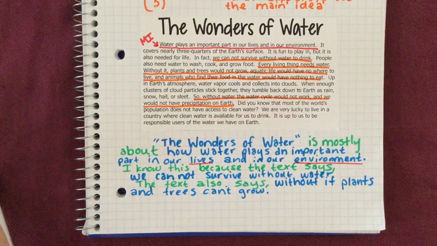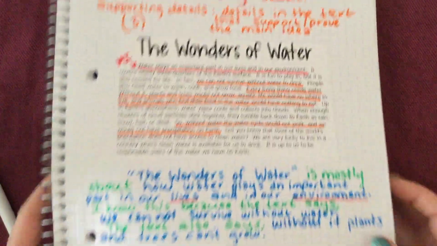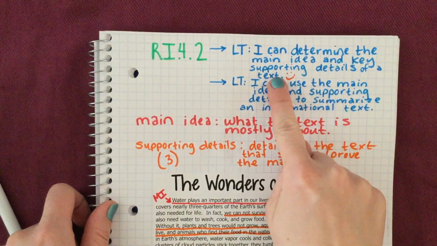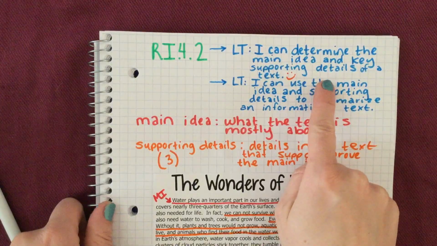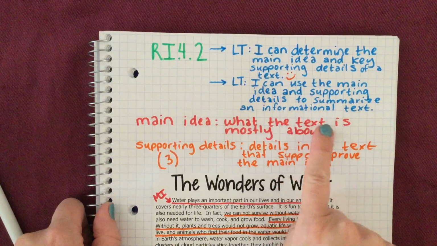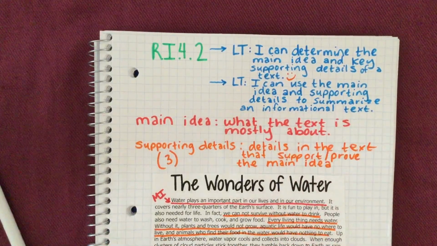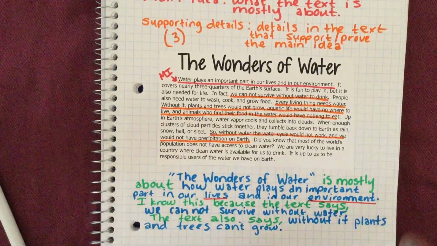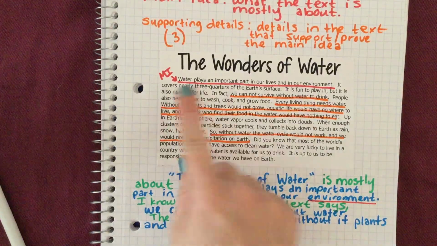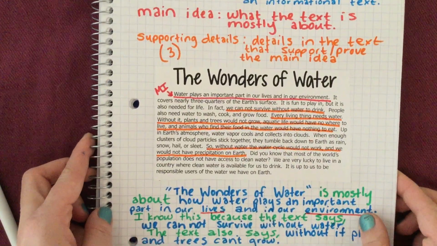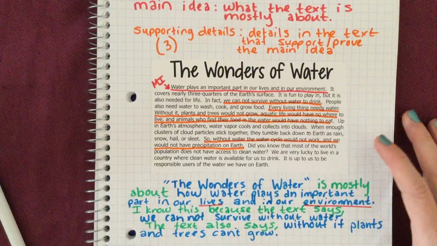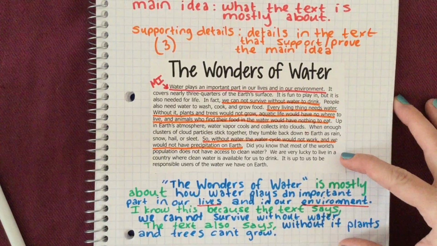So this week, when you are working on this skill, you are going to be reading a text, determining the main idea and the key supporting details. You're going to use those key supporting details and the main idea to write a summary of the informational text. You can come back to this video to see how we did that. Remember the main idea, what the text is mostly about. The supporting details are details in the text that support or prove that the main idea is in fact the main idea. And then you're going to use that to write your summary.